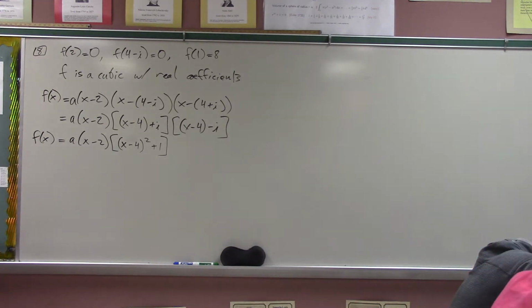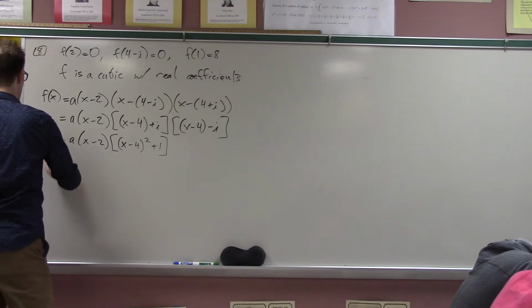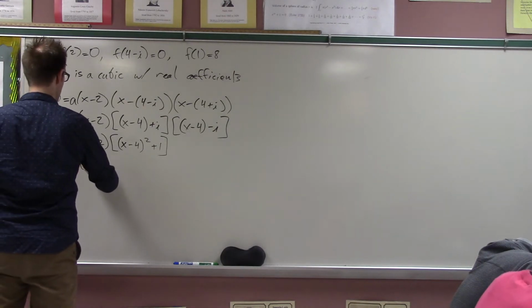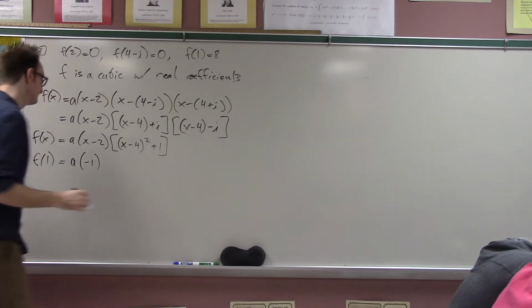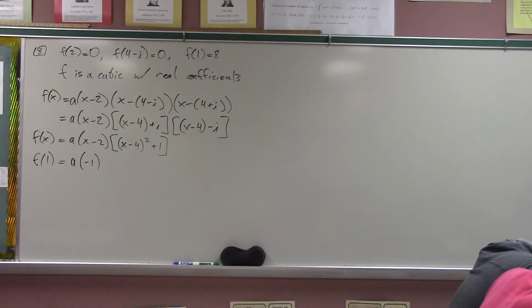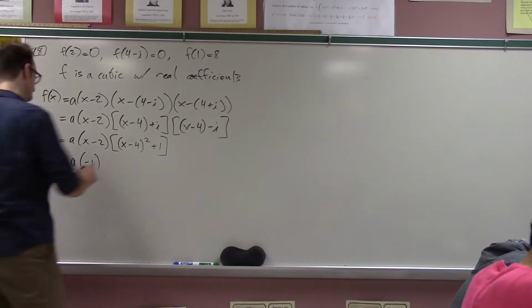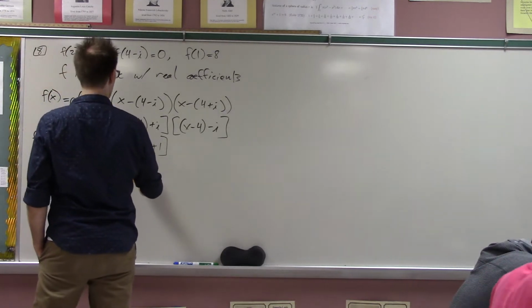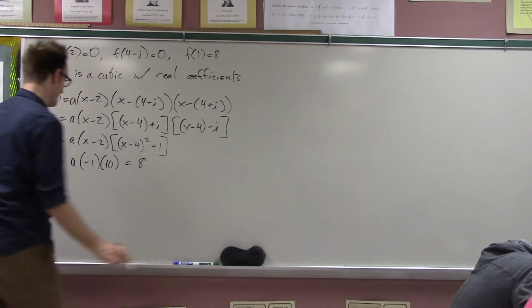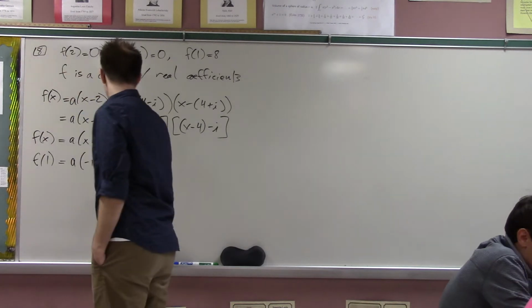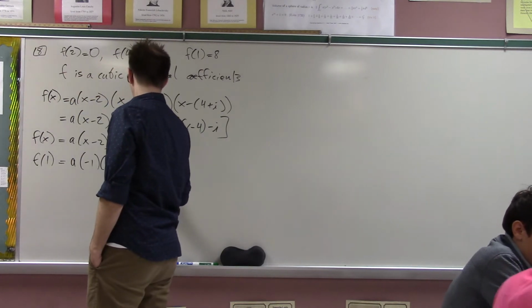Is this what you guys did? Yeah. All right, so if you plug in 1 at this point, you get A, that's negative 1, and that is like 10, right? 1 minus 4 is negative 3, squared is 9, plus 1 is 10, right? Yeah. Okay, and the whole thing is supposed to be 8, and I guess therefore the answer is that A is negative 4/5. Agreed?